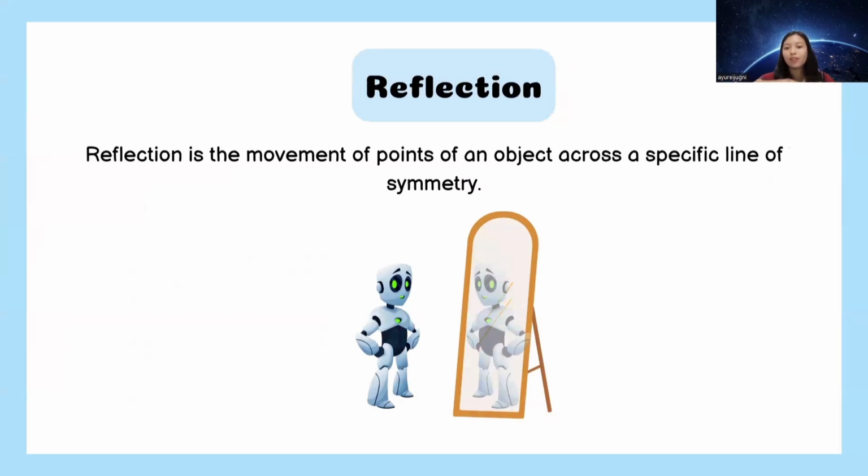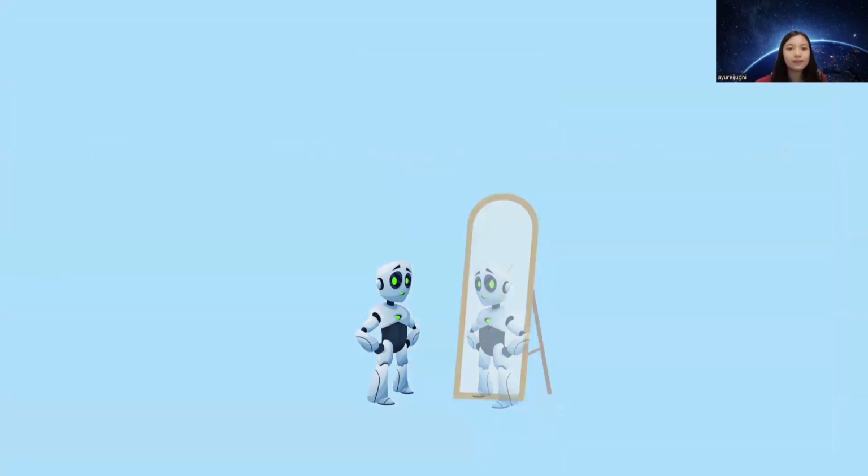Next, we will learn about reflection. Reflection means flipping an object across a line, just like seeing your image in a mirror. The object changes direction, but the size and the shape remain the same. The line used for reflection is called the line of symmetry. Reflection can happen across the x-axis, across the y-axis, across the line y equals x, and another line.